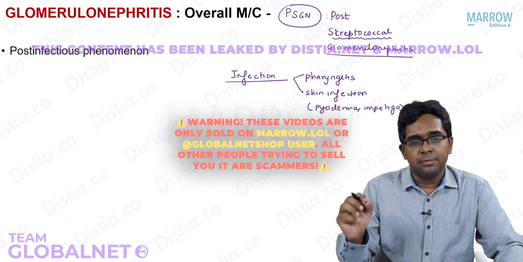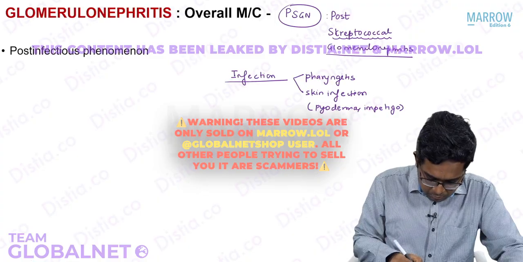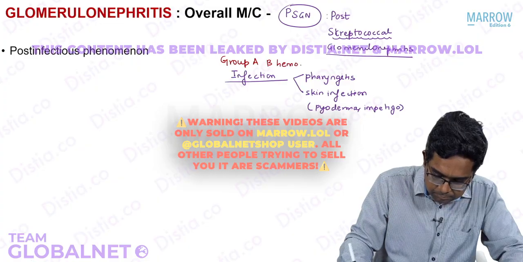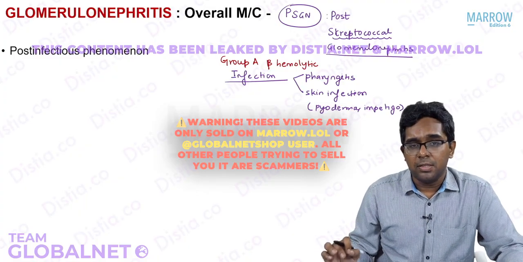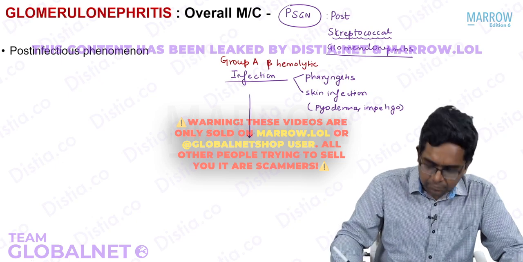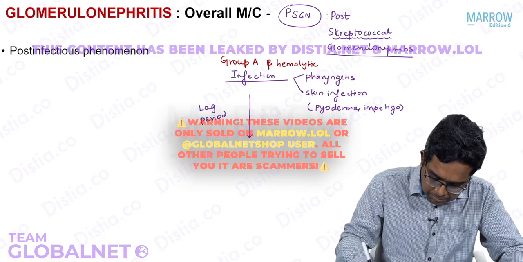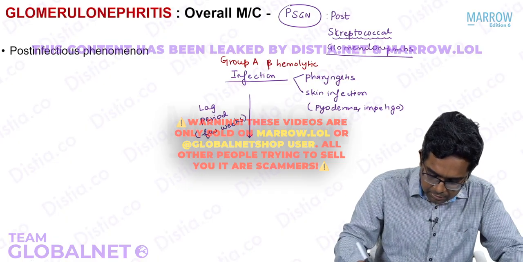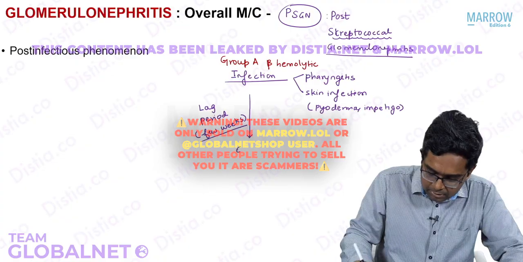So the initial event is the streptococcal infection. To be more clear, exactly which type of streptococci is it? Group A beta hemolytic streptococci. That is the organism causing infection. Now, following an infection, there is a time period after which glomerulonephritis develops. We call it a lag period. Now this lag period is around a few weeks. I will describe that in detail in the next slide. As of now, remember, a few weeks following a streptococcal infection, glomerulonephritis develops.